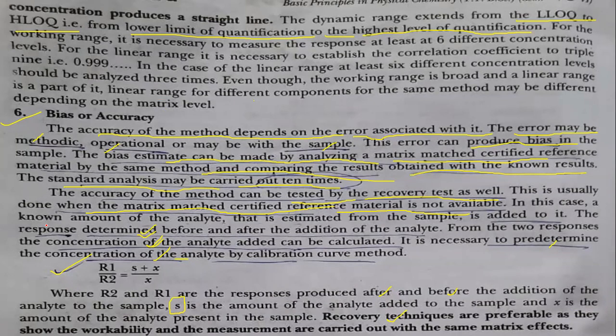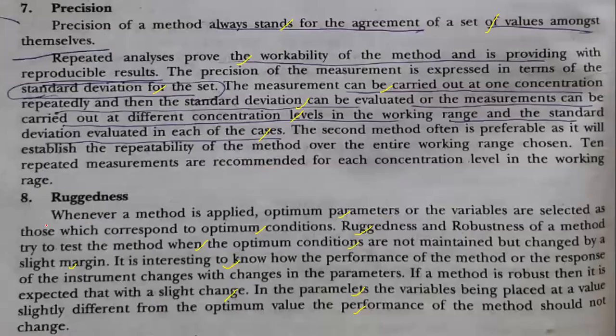Here R1 and R2 are the responses produced before and after the addition of the analyte. S is the amount of analyte added to the sample, and X is the amount of analyte present in the sample. So these are also followed.